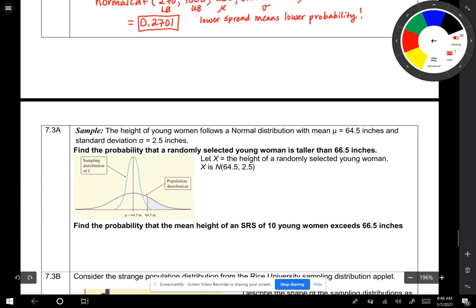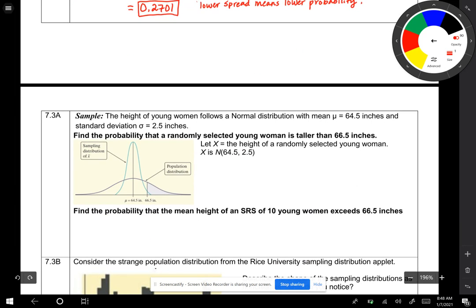And we will do our last example. The height of young women follows the normal distribution. So here is the population distribution, with mean 64.5 inches and standard deviation 2.5 inches. So here is the mean and here is the standard deviation. Find the probability that a randomly selected young woman is taller than 66.5 inches.